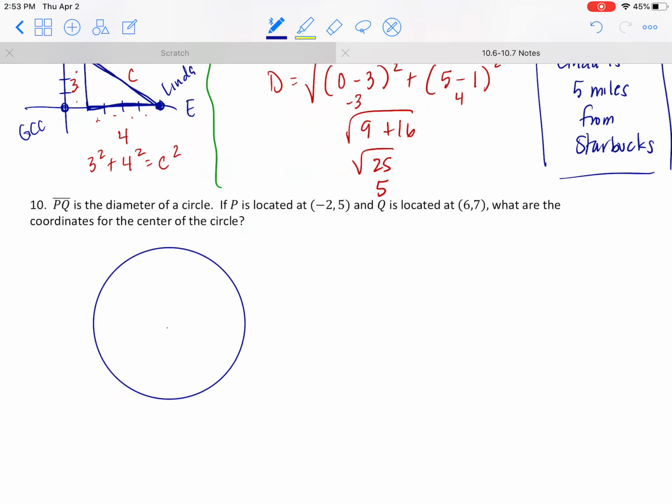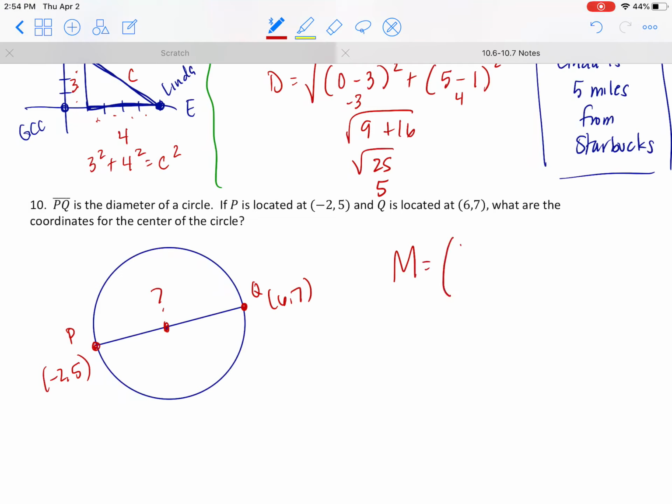PQ is the diameter of a circle. Let's draw this out. Circle. Diameter of the circle, if you know what that does, it goes through the center and has endpoints on the circle. So a diameter might look like this. Okay, and it says that if PQ is the diameter of a circle, that means we're looking at P being here and Q being here. P is at -2, 5, and Q is at 6, 7. And it wants to know what are the coordinates for the center of the circle.